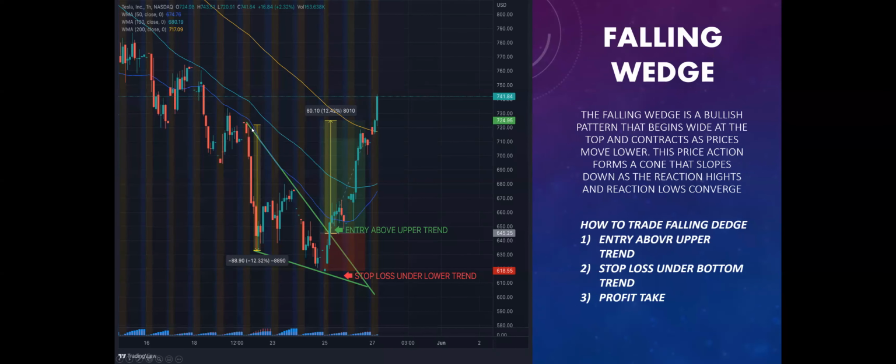Now we're going to talk a little bit about the falling wedge and the rising wedge. A falling wedge is a bullish pattern that begins wide at the top and contracts as price moves lower. As in this example, you'll see a downtrend. Then we start forming lower lows and lower highs. But you will see the lows are getting higher, but the highs, hold on, let me put it in the exact.